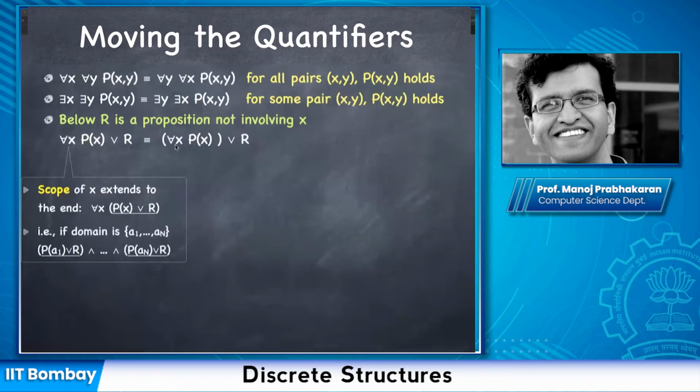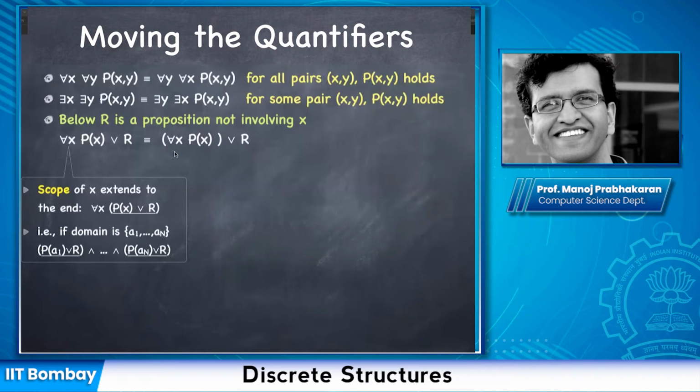Now if you remember the distributive property, this expression, P a1 and all the way to P an, or R, expands to exactly this one, P a1 or R and all the way to P an or R. So this equivalence here is actually just the distributive property, distribution of or over and. Except, of course, it is more general. It's meant to work for infinite domains also.